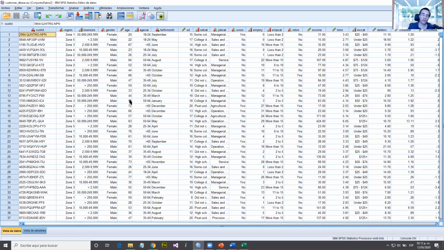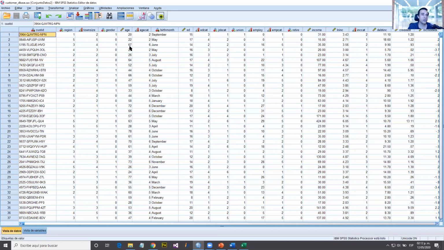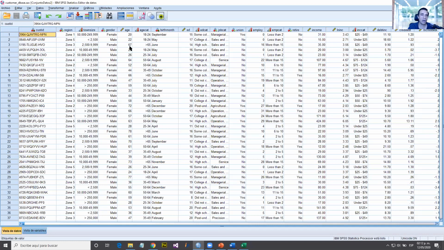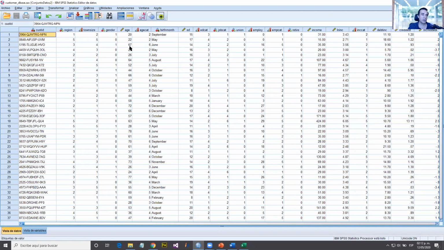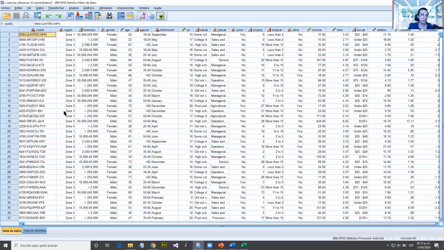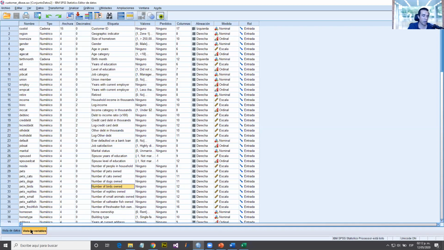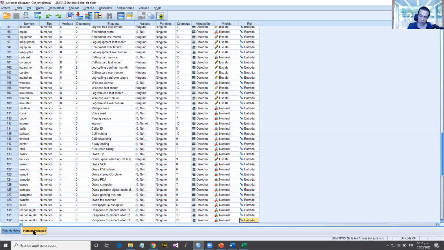And remember, if you want to be sure that everything is working, you can press the button right there, so you can change from the display to the data, the numbers from the translation. So that way you can be sure. And as I've said, you have a lot of variables, 132 variables and 5,000 records. So it's a big file.